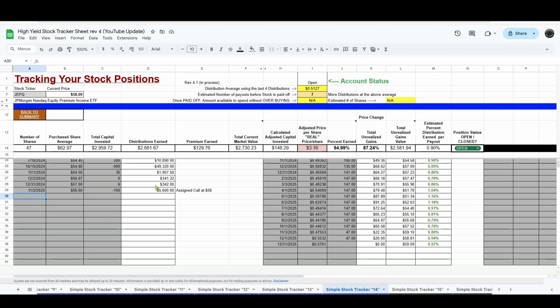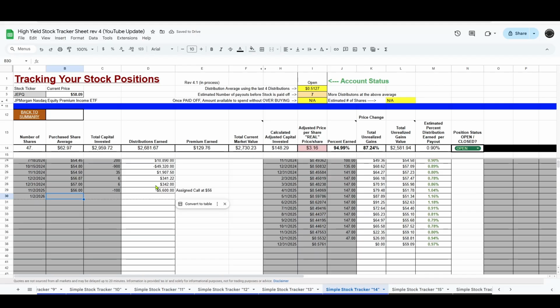So for JEPQ, I did make a purchase on January the 2nd. I bought those shares at $58.13 and I purchased 8 shares. So my real price per share of $3.16 is going to increase, right? Because I did purchase above that $3.16. I purchased them at $58.13. So that is going to increase.